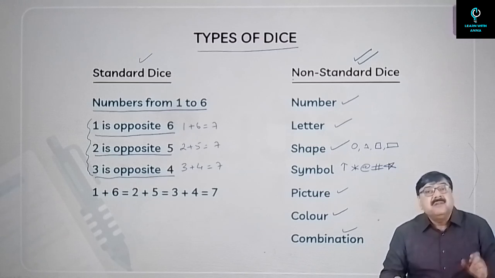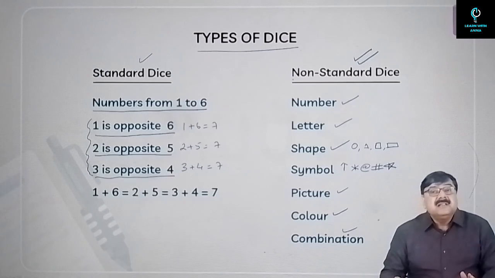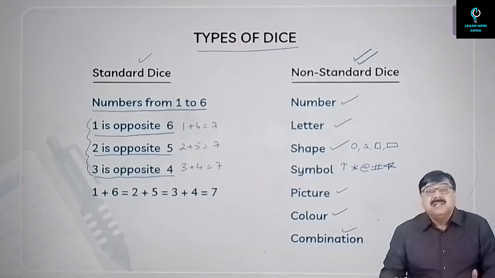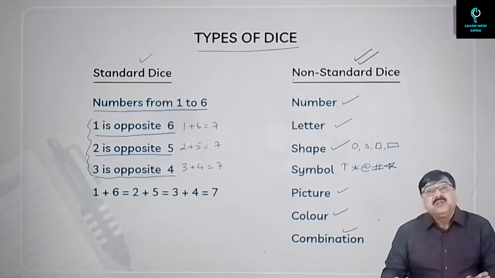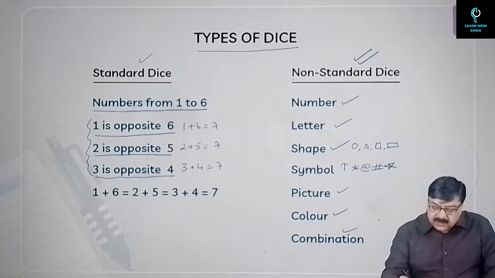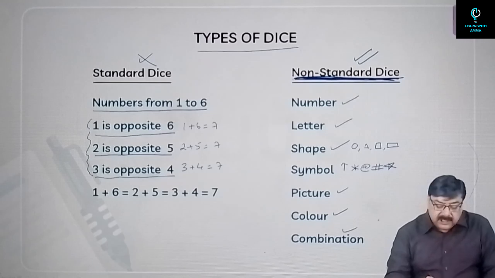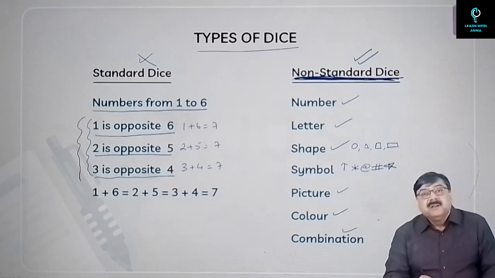One face consists of letter A. The second face consists of number 1. Third face consists of color red. Fourth face consists of a triangle. Fifth face consists of the symbol at the rate. And sixth face consists of the picture of a lion. So questions for sure are asked on non-standard dice. So kindly do not follow these combinations which are meant only for a standard dice.